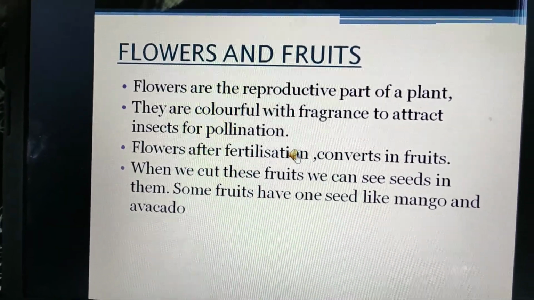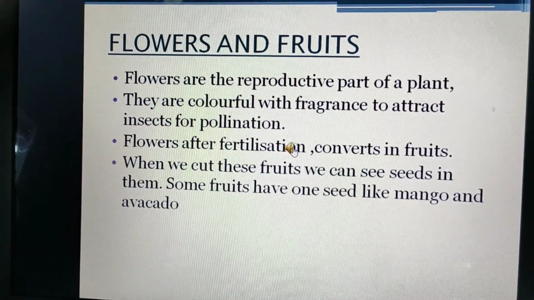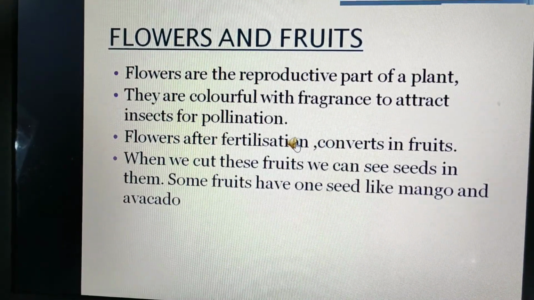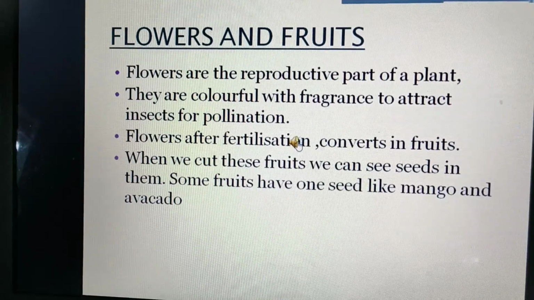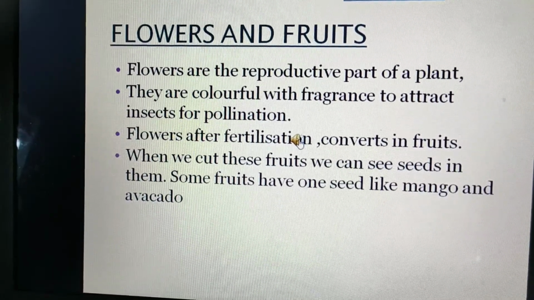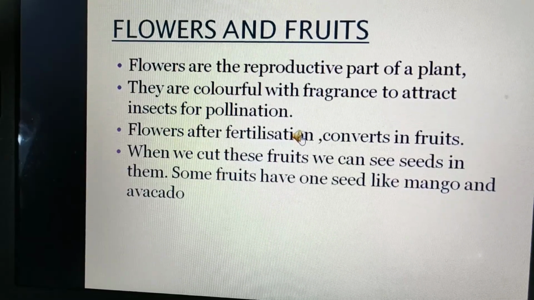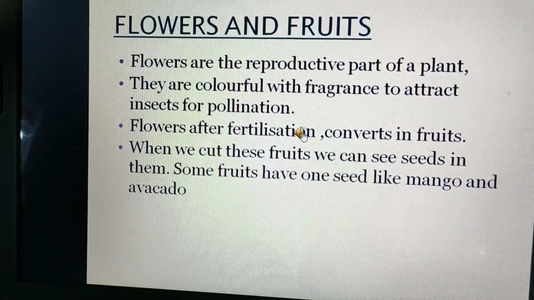Let us come to the last topic of this chapter, and that is flowers and fruits. Flowers are the reproductive part of a plant. They are colorful with fragrance to attract insects for pollination. Flowers are very beautiful. They give us a lot of sweet smell which attracts the insects towards them.